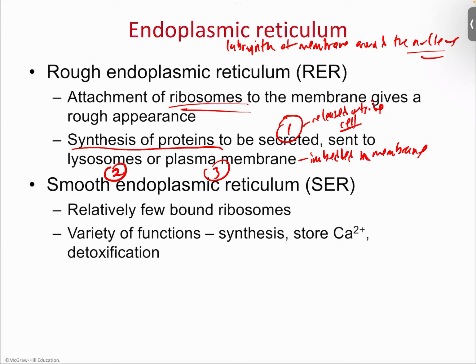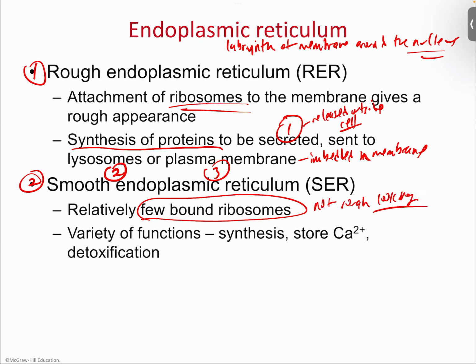and that's smooth ER. So smooth ER basically doesn't have any ribosomes, relatively speaking, right? So a lot fewer ribosomes, so basically not rough looking, which is why they call it smooth. It looks like smooth membrane. And it has several different functions. The first one is lipid synthesis. So this is basically our source of new lipids.